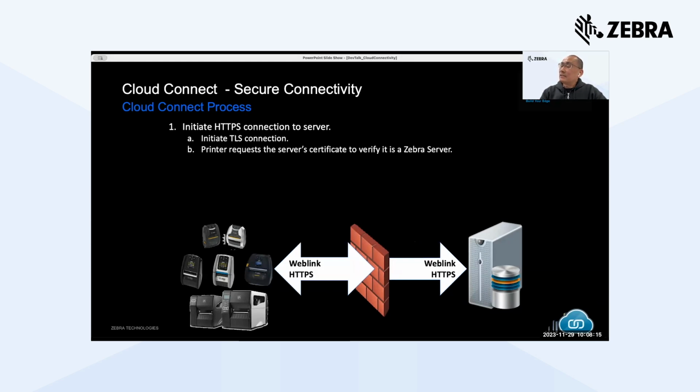And with that initiation from the printer, the server is requested to send back a certificate. This is to ensure the security of the connection, right? And also the HTTPS ensures the encrypted content being sent over the connection. Once the server's certificate has been authenticated, the server will request a certificate from the printer. This is to ensure those printers are from Zebra, and the printer certificates are pre-installed in our firmware on the printer. So you don't have to worry about that.